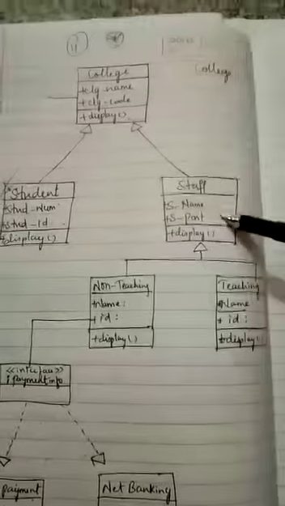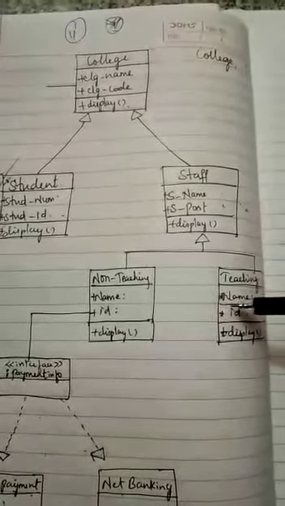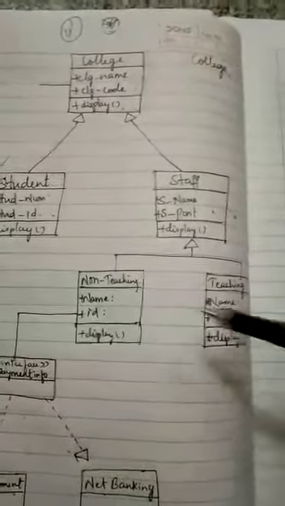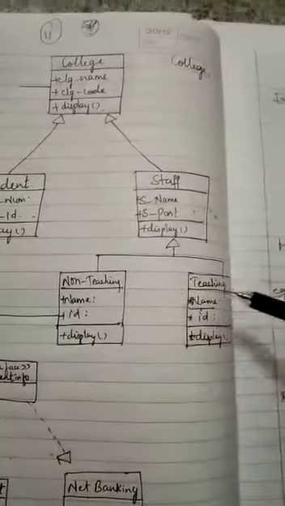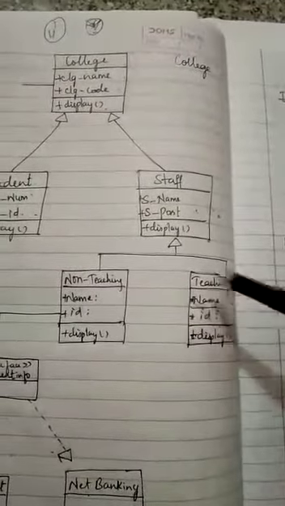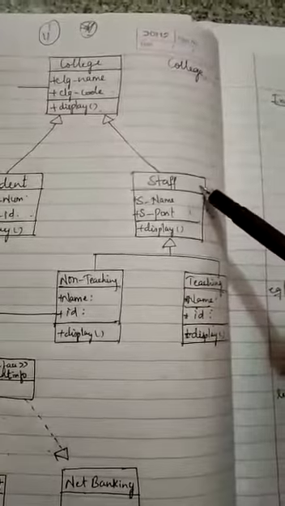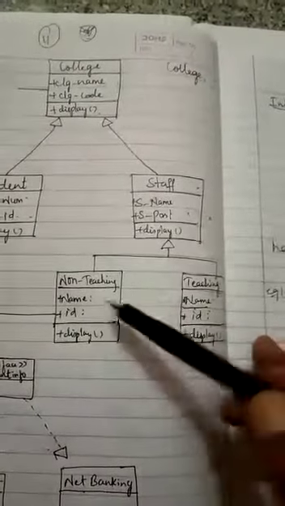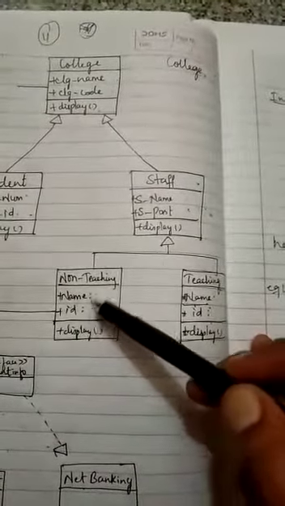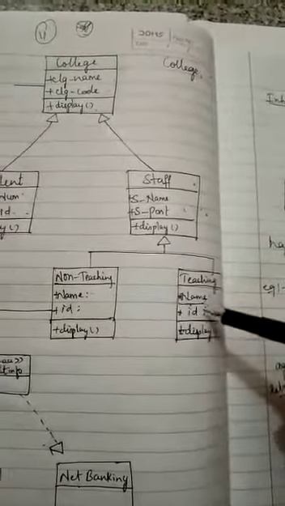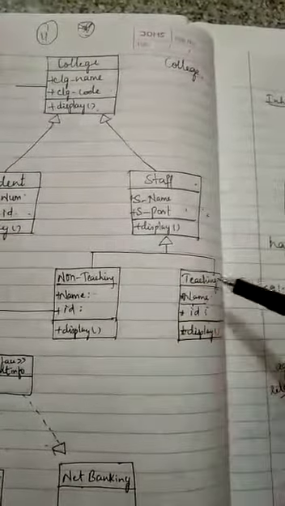Staff also has some attributes, staff name and staff post. Here, staff can be non-teaching or teaching, correct? So non-teaching and teaching are the child classes inherited from the super class, staff, having the attributes staff name and id. This is non-teaching and this is teaching.